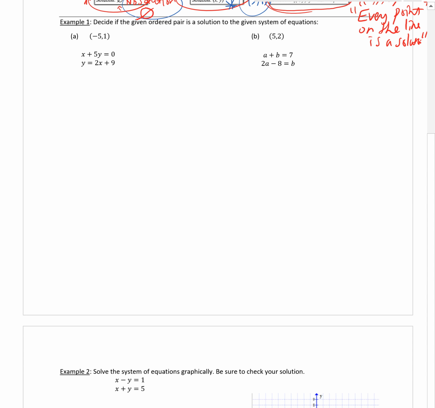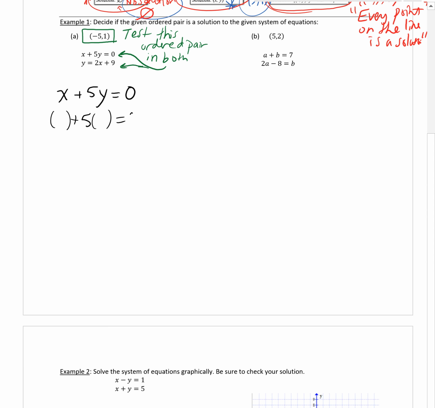We're just going to see, for example, here in part A, they give us a point and they're asking, is this ordered pair a solution or not? So what we have to do is test this ordered pair in both equations. They give us two equations. I'm going to have to test it to see if it works in the first one and in the second one. In order for it to be a solution, it better work for both of them. So I'm going to try the first one first. We got x plus 5y equals 0. I'm going to replace the x and the y with the values of x and y from the point and see if I get a true statement or a false statement.